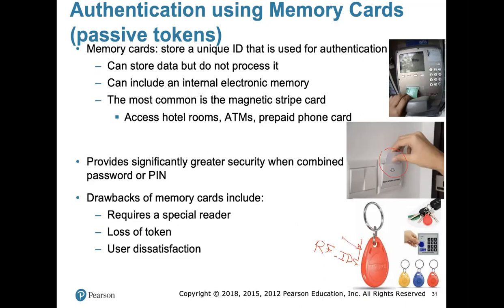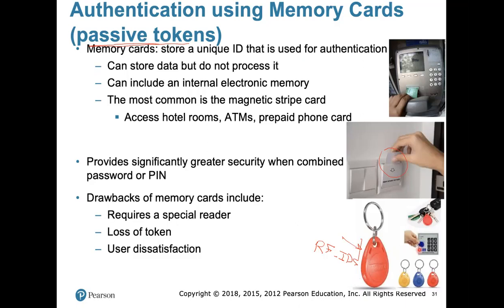But in general, we have two types of tokens. One of them, which is the easiest to talk about, is the passive tokens, which just serve as a portable memory. The major and easiest example of passive tokens are these RFID tokens, and here you see some of them in this figure, and they work by bringing them close to some reader.